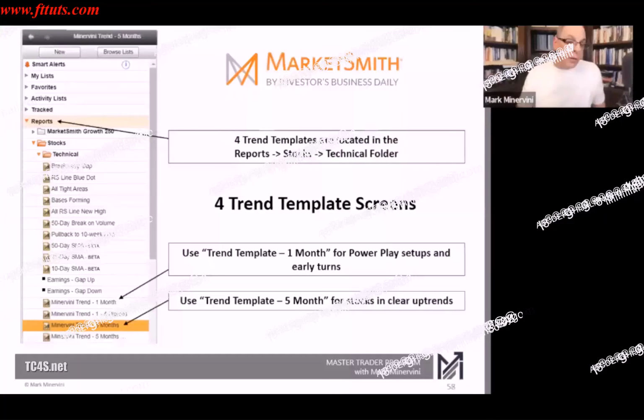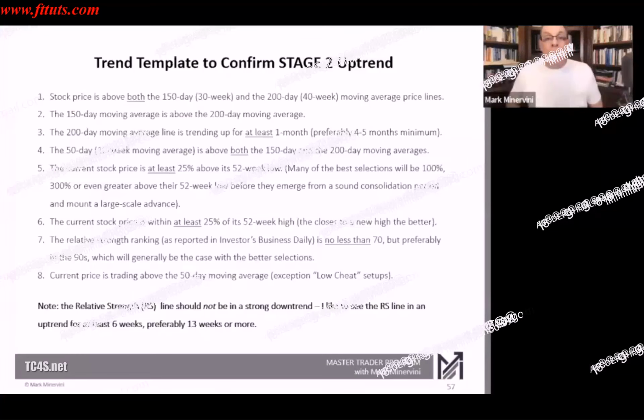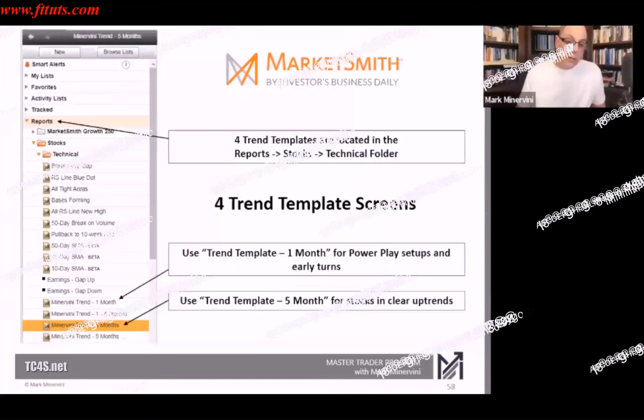The criteria for the trend template, as I call it, or a confirmed stage 2. The cool thing is MarketSmith, of course, our sponsor, a number of years back put trend templates in MarketSmith that I designed with them. They're my trend templates, and there's a few of them. On the day that we go over MarketSmith on live trading, we'll talk about these, and we'll run the screens and so forth.